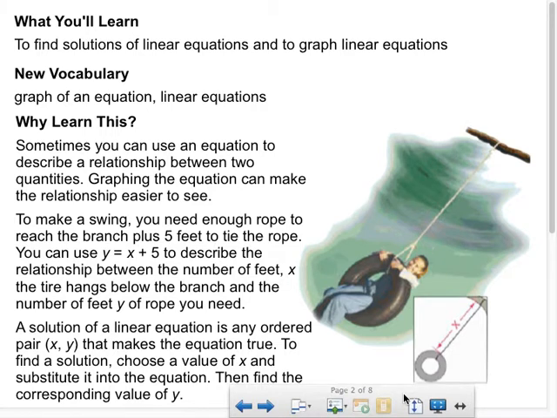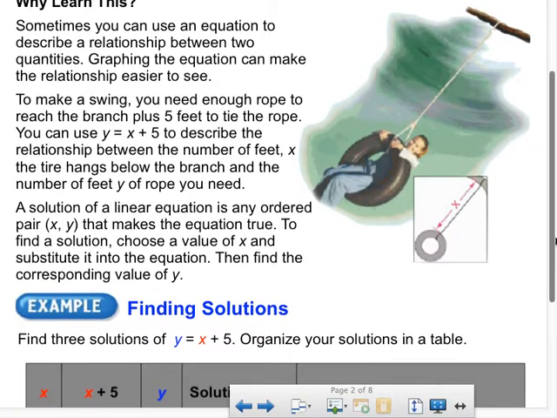What you'll learn: to find solutions of linear equations and to graph linear equations. Well, we've already done that, okay? So this is gonna feel like a bit of review for you guys. All right, so new vocabulary: graph of an equation and linear equations. So what does a linear equation look like? Kalila? It looks like a line, it's a line. That's why it's called a linear equation. So these are things we've already talked about a little bit earlier, right? Okay.